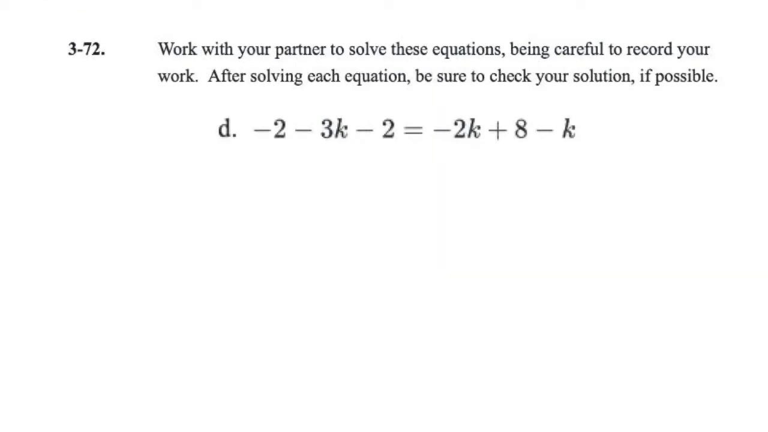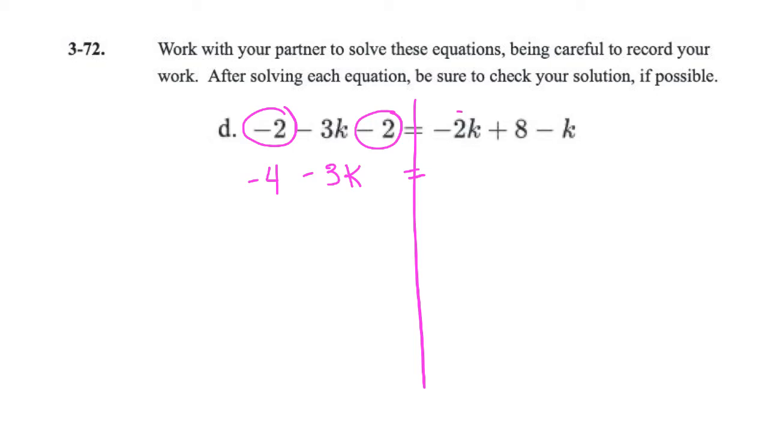Letter D, negative 2 plus 3k minus 2 is equal to negative 2k plus 8 minus k. First thing that I'm going to do is combine like terms on each side of my mat. So each side, my left side, I've got 2 negative unit tiles and 2 negative unit tiles. When I put them together, that's 4 negative unit tiles. I still have that negative 3k. There's nothing to combine with that. On the right-hand side, I've got 2 negative k tiles and another negative k tile, so that's 3 negative k tiles, and I still have my positive 8.